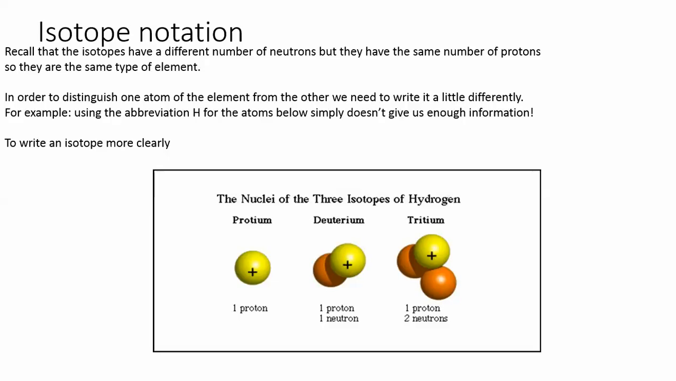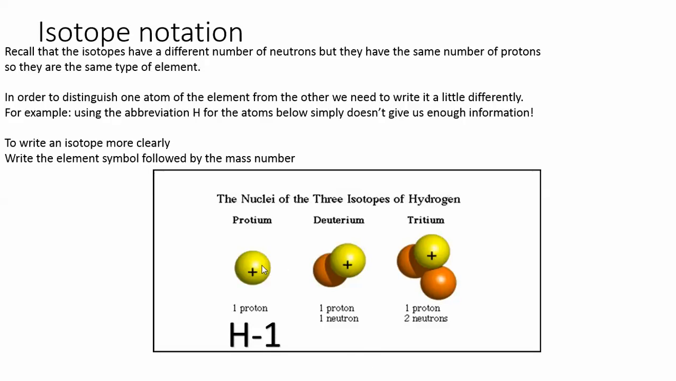So to write an isotope more clearly, we're going to write the element symbol, in this case H, followed by the mass number. And recall the mass number is the number of protons and neutrons. So this is going to be a little different than what you're used to seeing, but I want you to practice. So for this first one, I have 1.